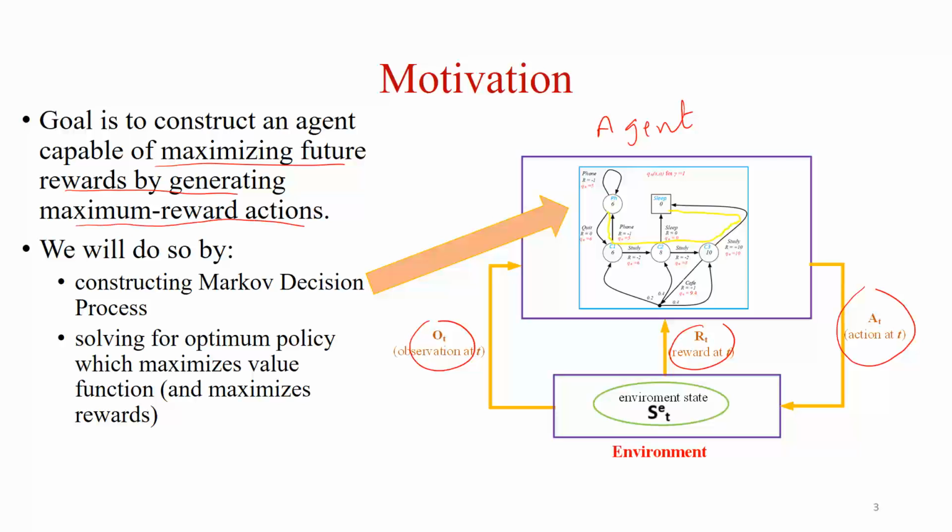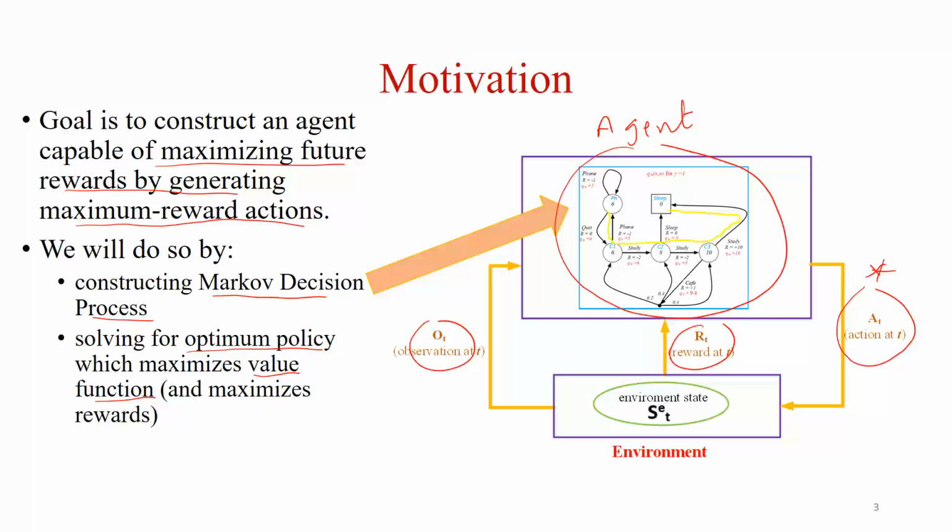Okay, so we will look into how we can generate those actions which at the end provide for me maximum rewards, because as we stated in an earlier lecture, the purpose of the agent is to maximize future returns or future rewards. Now, in this lecture, we will do so by constructing a Markov decision process, which is right here. And we will try to solve for the optimum policy, which maximizes the state value function and the action value function, and in return this should maximize the rewards.